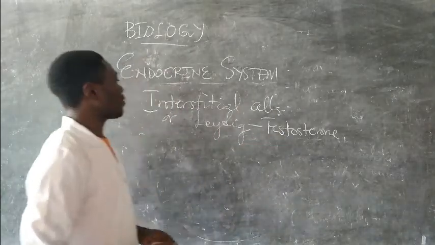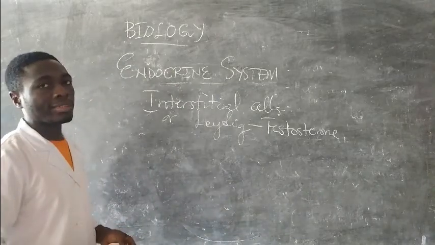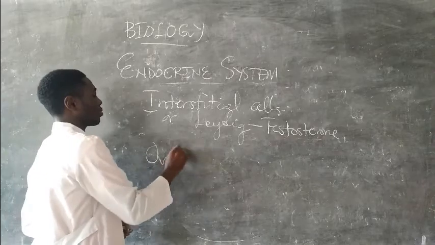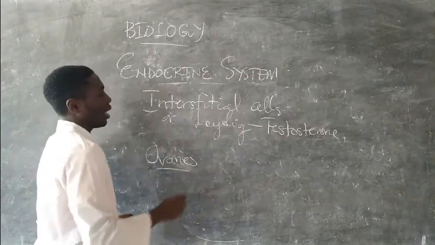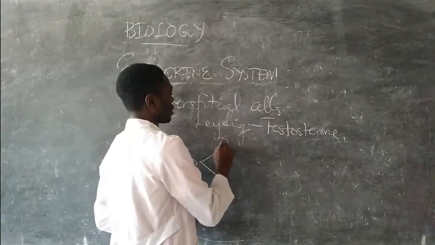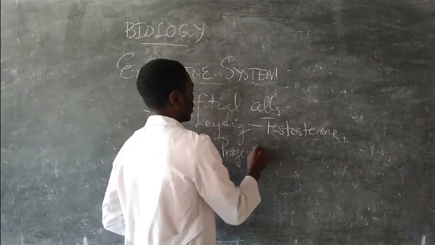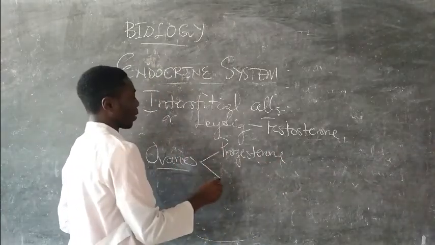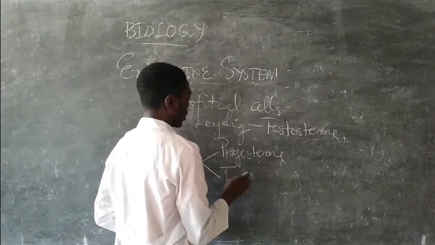And then the female has the ovaries, and the ovaries here secrete two types of hormones. You can have progesterone, and you can also have the secretion of estrogen.